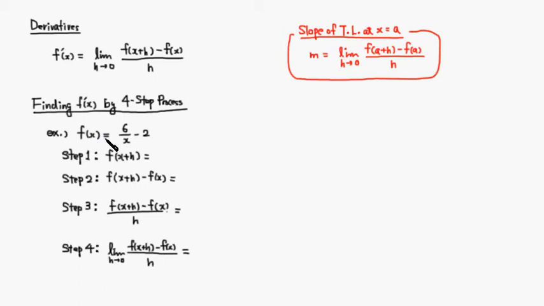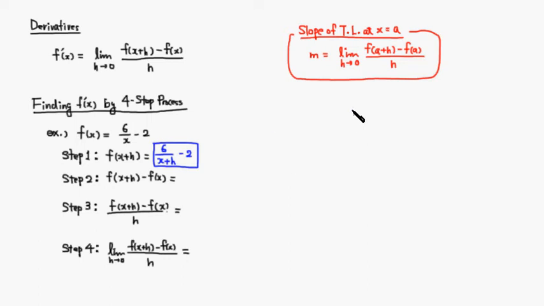f of x is equal to 6 over x minus 2. The first step is to find f of x plus h. Let's do one at a time. Every time you see x, we're going to put the quantity x plus h instead. So you have 6 over, and now I see x here, so we put x plus h instead. Then the second term is minus 2. And that's f of x plus h. That's easy enough, just replace x by the quantity x plus h.